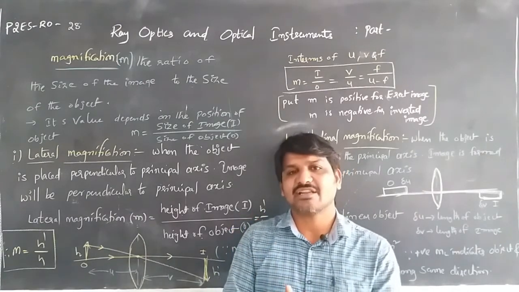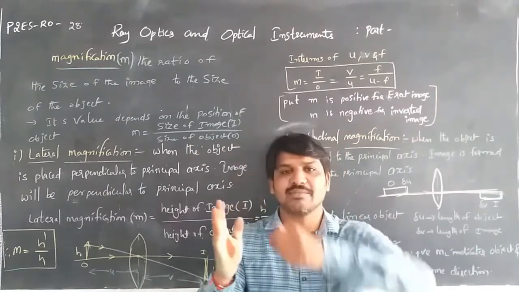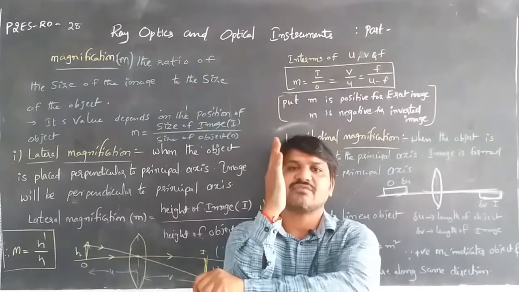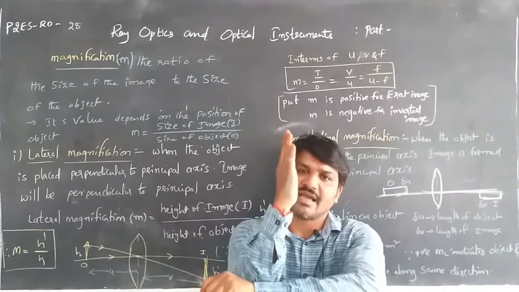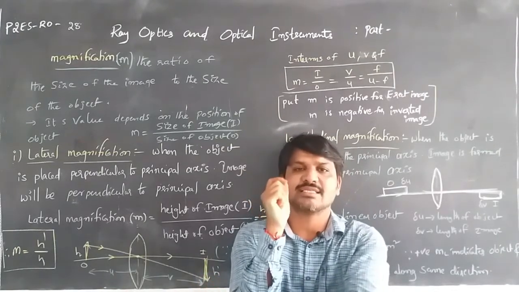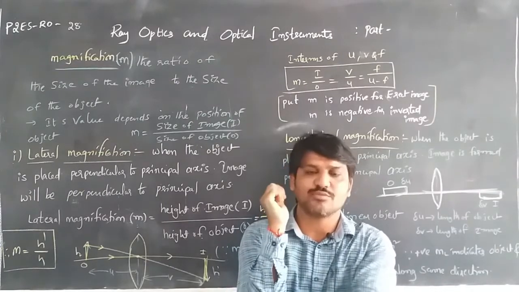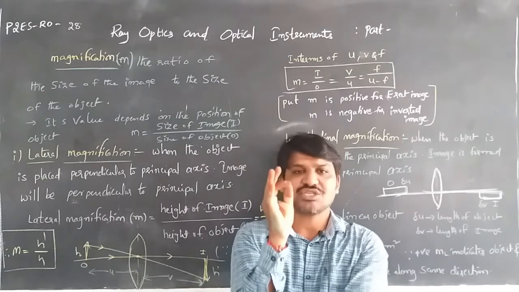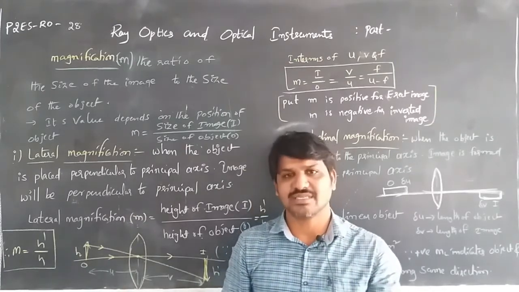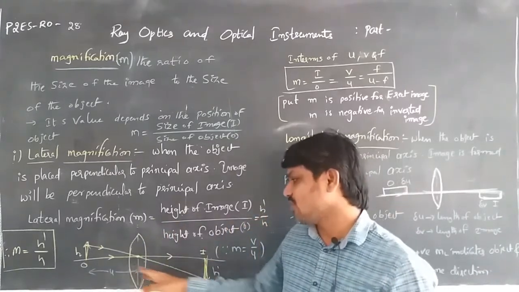Lateral magnification means when the object is placed perpendicular to the principal axis, then the image is also formed perpendicularly. By the definition of magnification, whenever the object is perpendicular, the ratio of the height of the image to the height of the object is m equal to h dash by h. Here is the ray diagram which we draw.